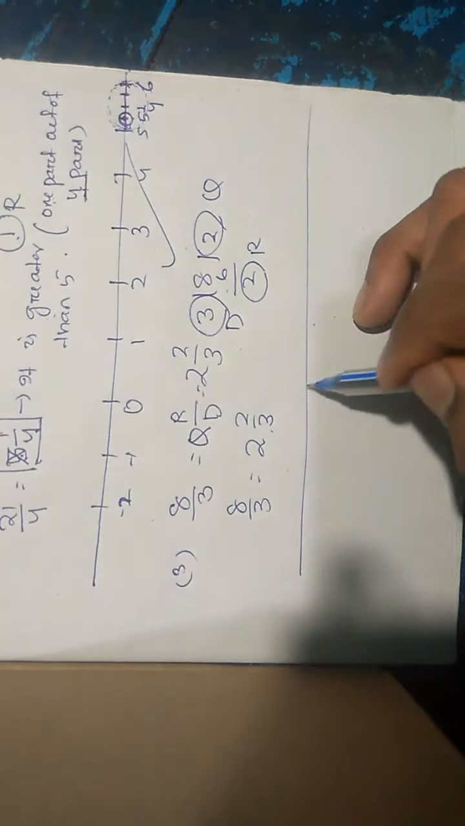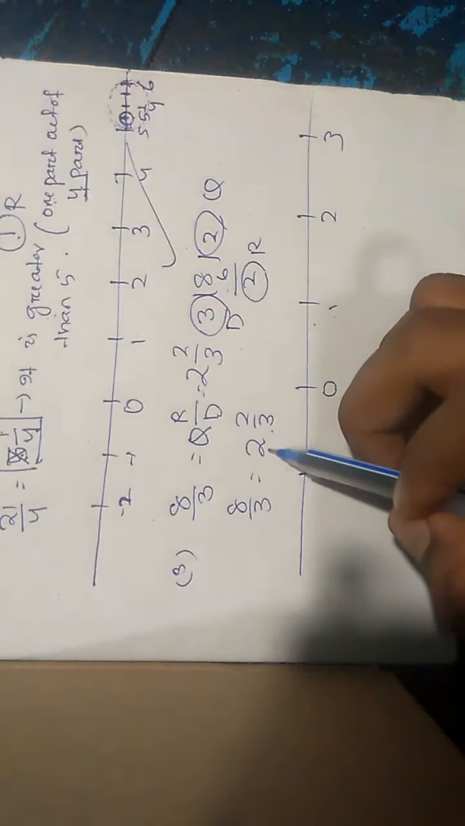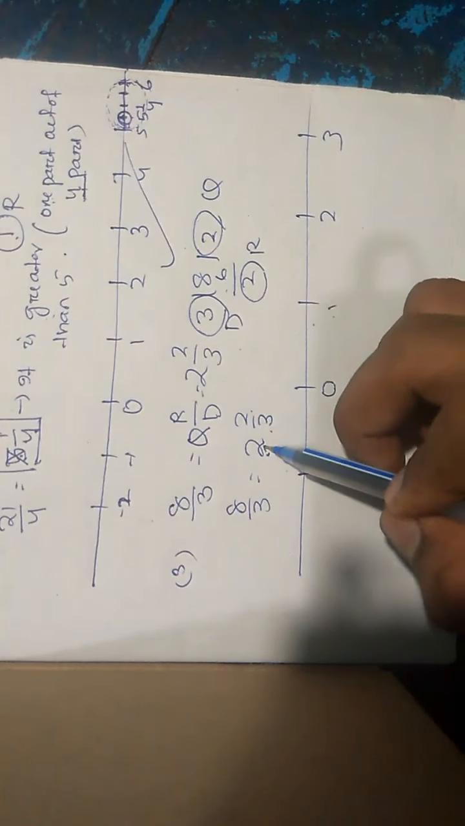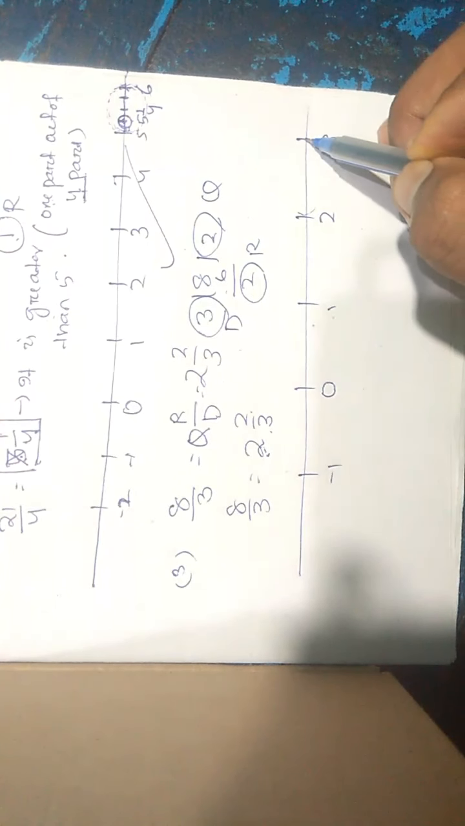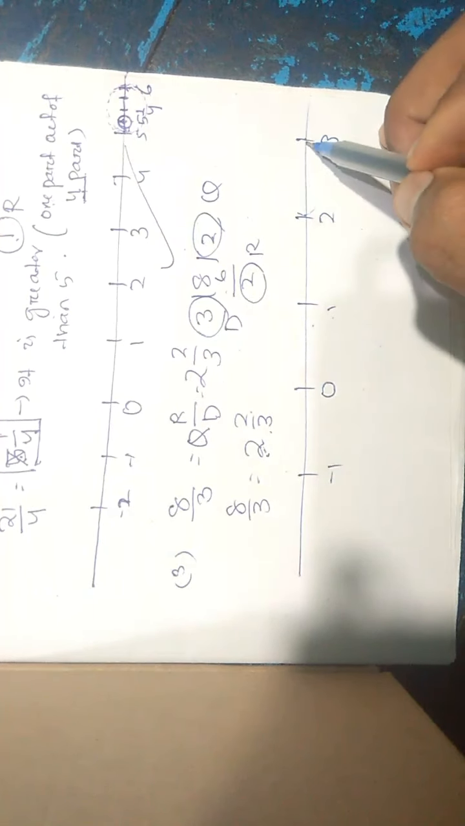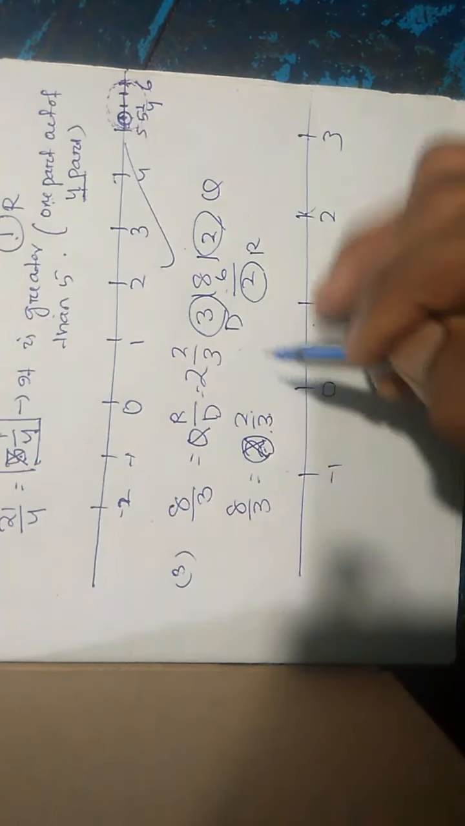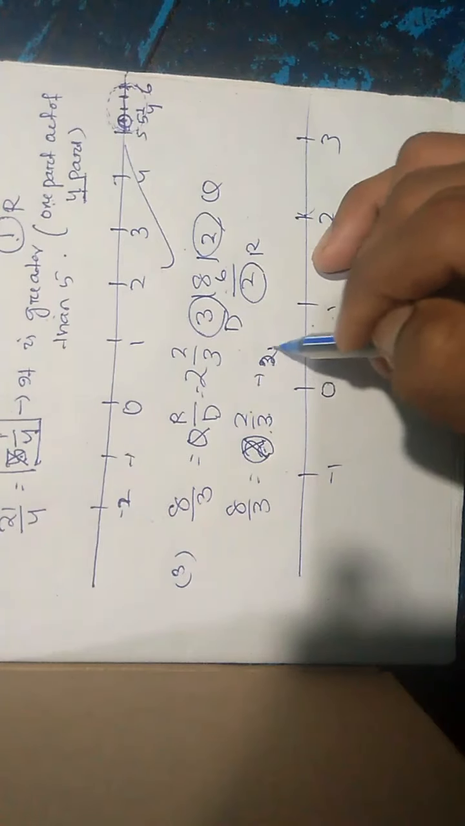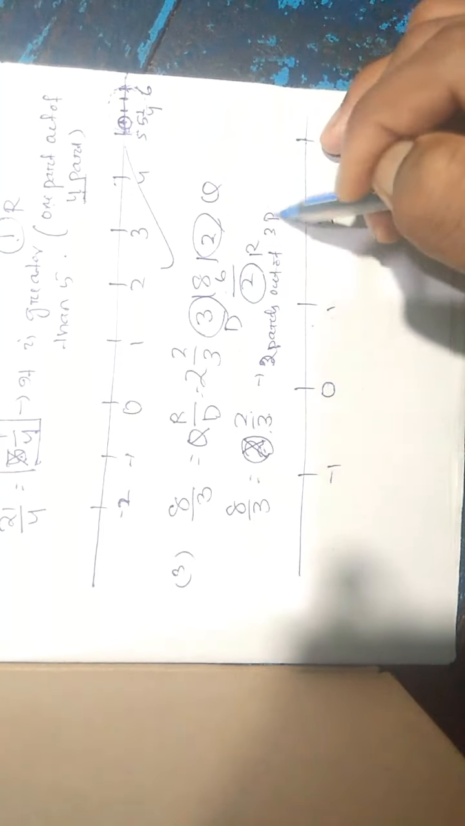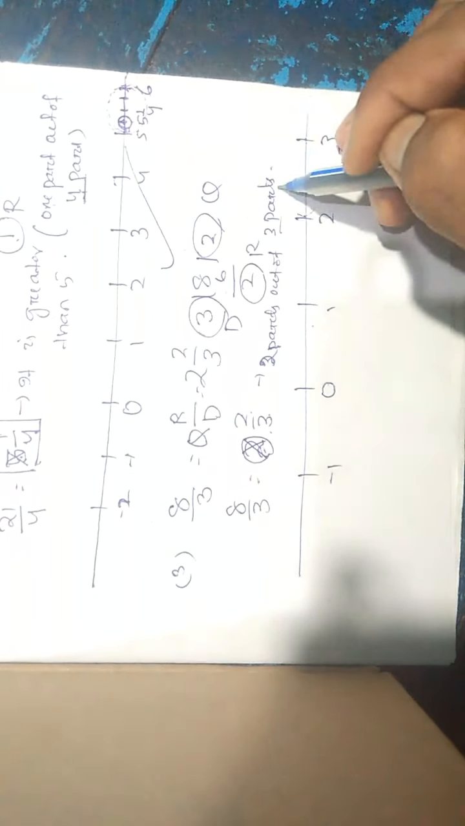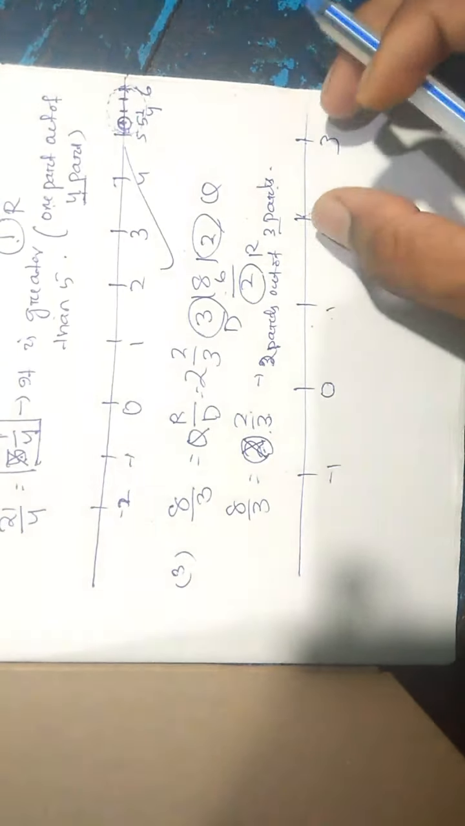Okay, so first 0, 1, 2, 3. Now the meaning of 2 whole is that it is greater than 2. That means it is greater than 2 and less than 3. So it lies in between 2 and 3. Okay, this is clear. Now the remaining part is 2 by 3. It means 2 parts out of 3 parts. So we have a total of 3 parts. So we have to divide this gap into 3 equal parts.